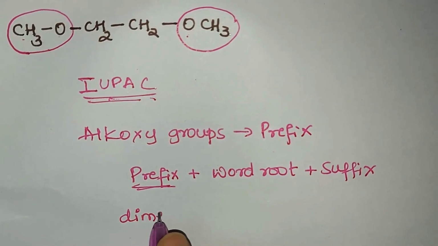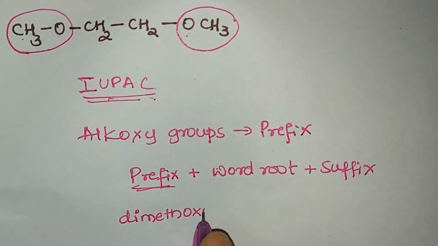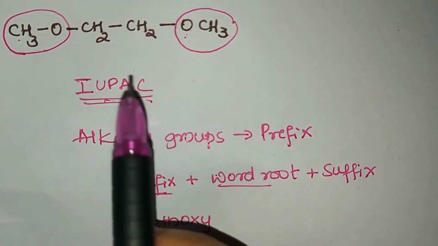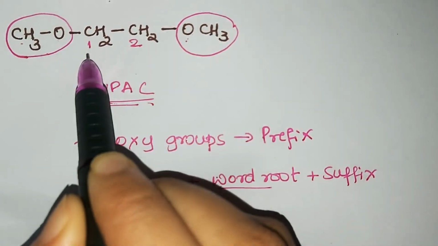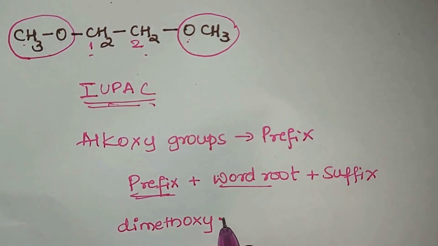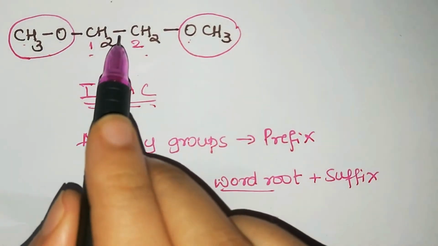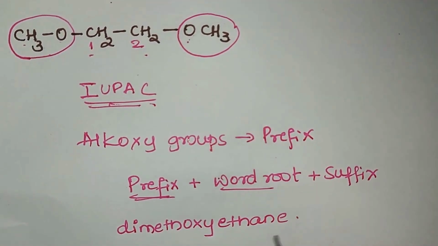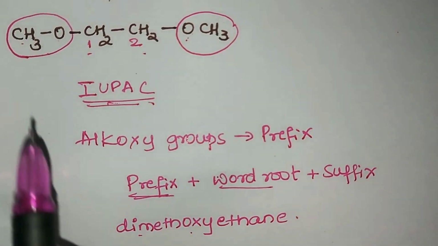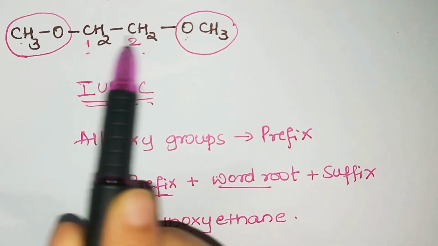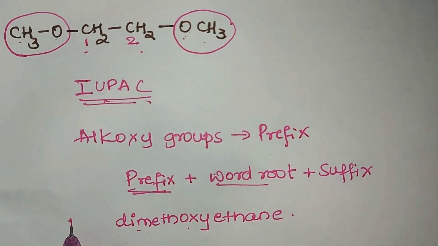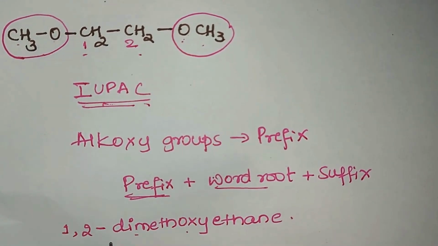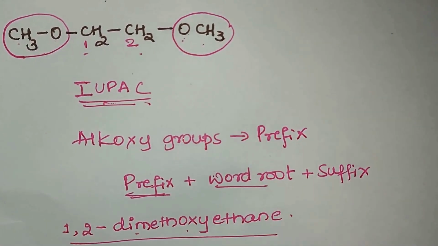Dimethoxy. Dimethoxy, there are 2 carbon atoms, thus the word root here will be eth, and since the carbon atoms are 2, the word root is eth. They are singly bonded, so the suffix will be ane. And one more thing, very important: if you write only dimethoxyethane, it is wrong. On which carbon atoms are the 2 substituents present? They are present on 1 and 2, so the full IUPAC name here is 1,2-dimethoxyethane.